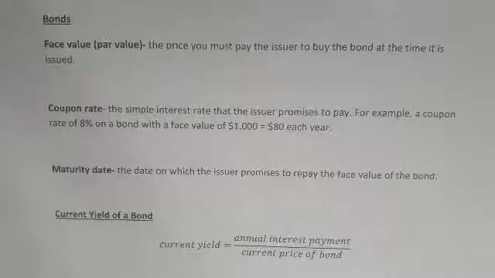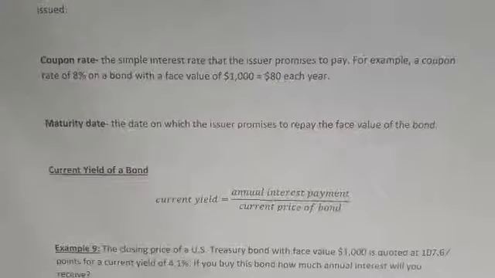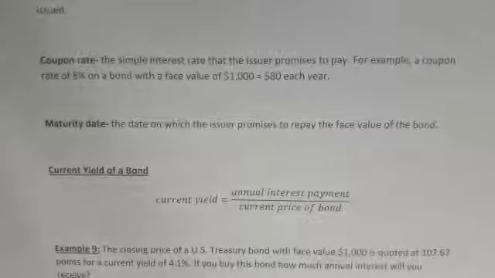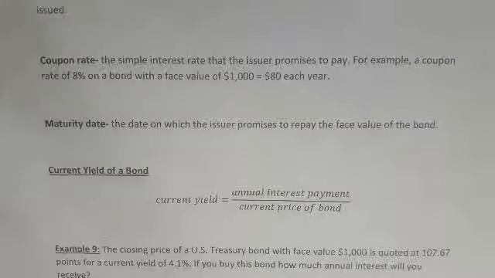If we want to know current yield of a bond, it is the annual interest payment divided by the price of a bond. And so now we have an example 9 for a bond.